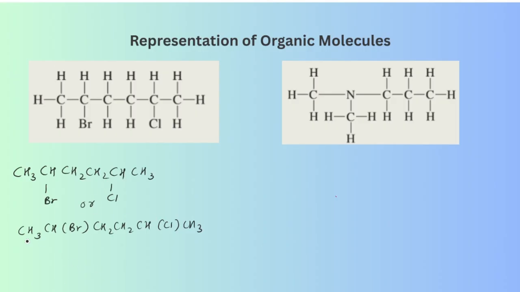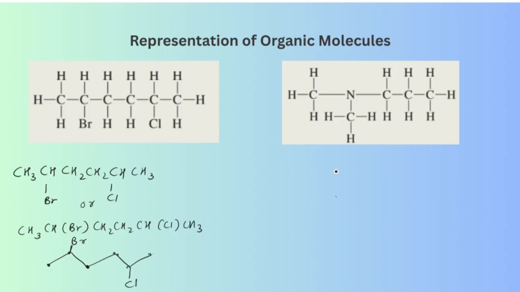Now, how to write bond line structures? Count the number of carbons here. There are 6 carbons. So 1, 2, 3, 4, 5, 6 in a zigzag fashion. And then join the bonds like this. Now, on the second position, there is a bromine. You have to show the bond between them. And then we have CH2, CH2, CHCl. Here, there is one more heteroatom. It's better to show that also. So, this is the bond line structure of the molecule.